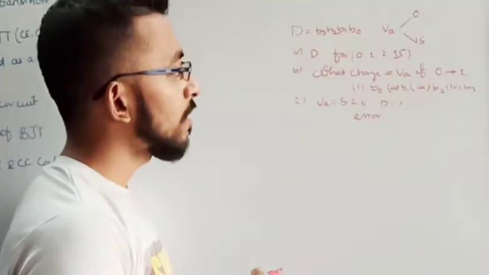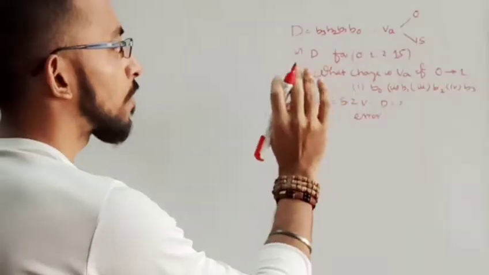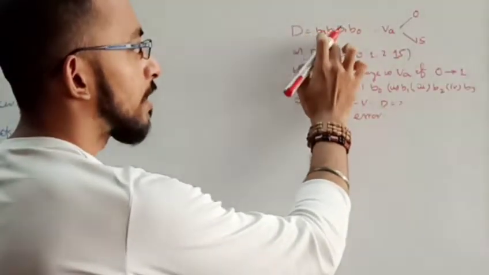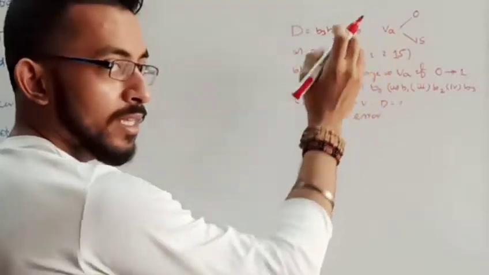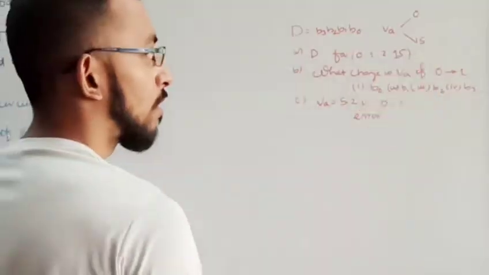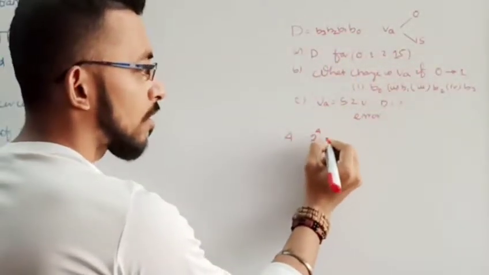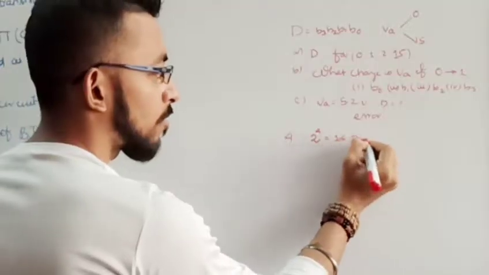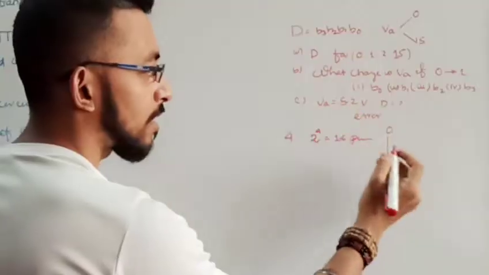This is the third question. It is asked that D can be represented by a 4-bit binary digit, that is B3, B2, B1 and B0, and using these 4 bits I can represent my VA, the analog voltage level amplitude, from 0 to 15. We know that for a 4-bit number, the possible combinations are 2 power 4, which is nothing but 16. So from 0 to 15 there are 16 values, represented by 16 possible combinations.